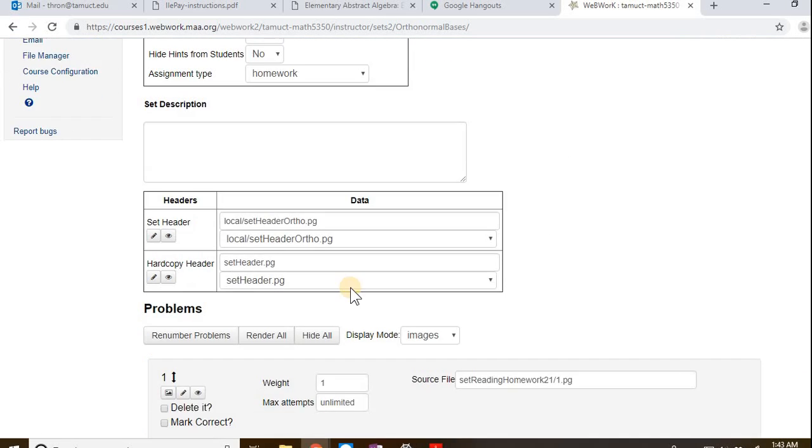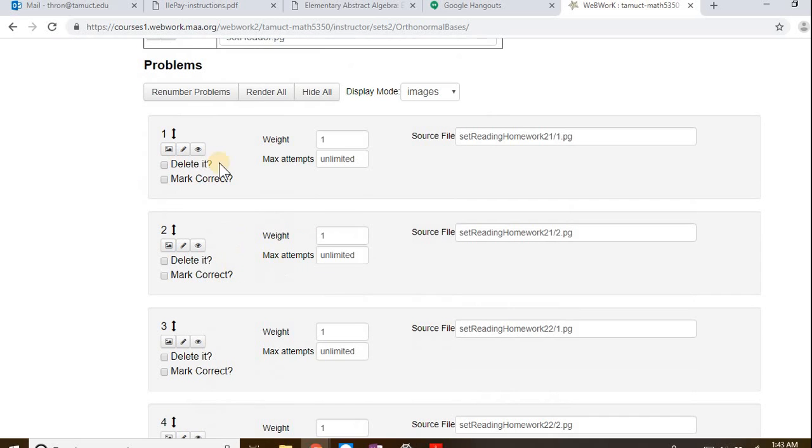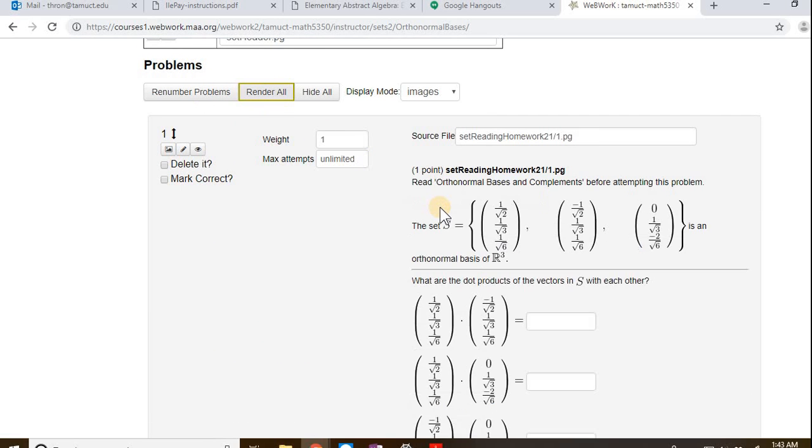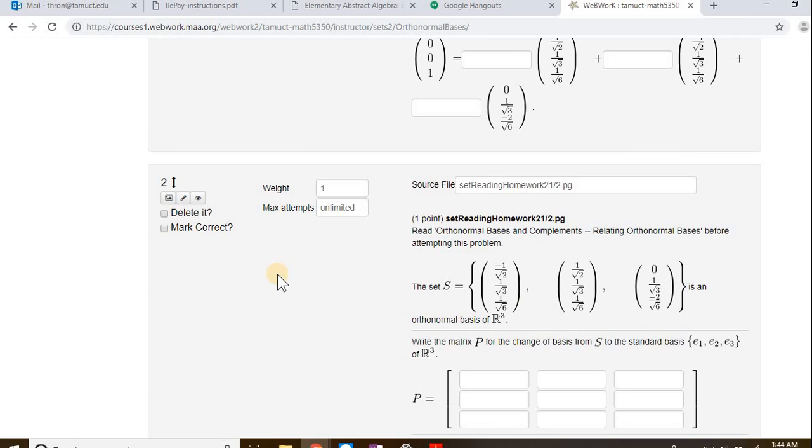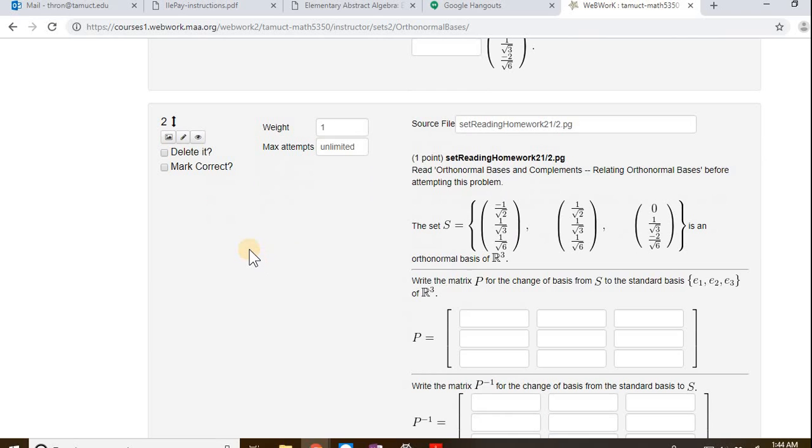Problem number 2. So let me see if I can say something. Oh, it's not rendered anymore. Okay. So here it says, write the matrix P for the change of basis from S to the standard basis E1, E2, E3 of R3. So what are you thinking here?